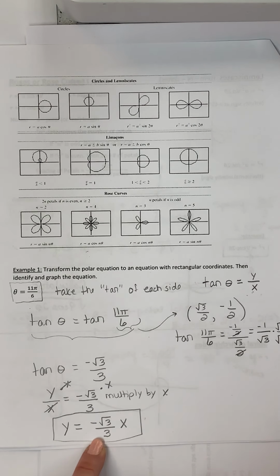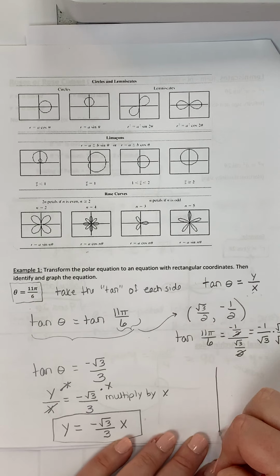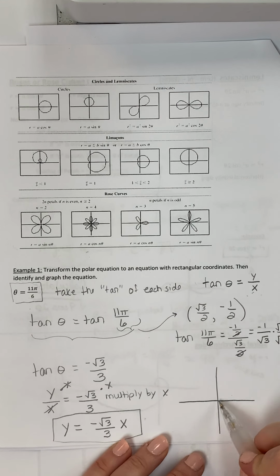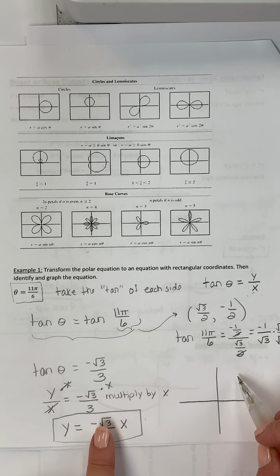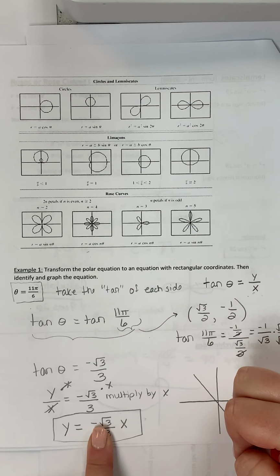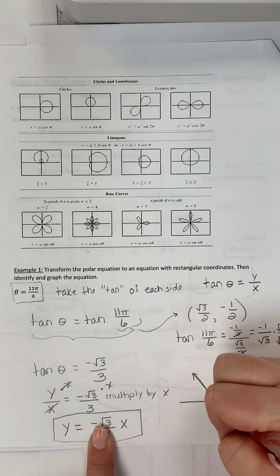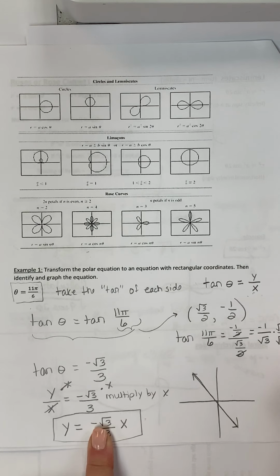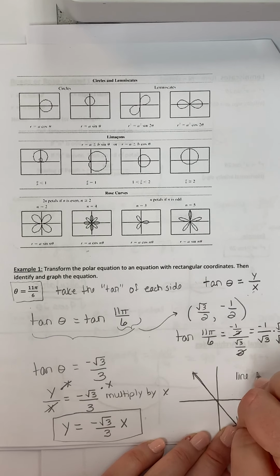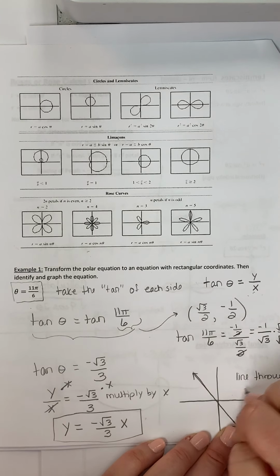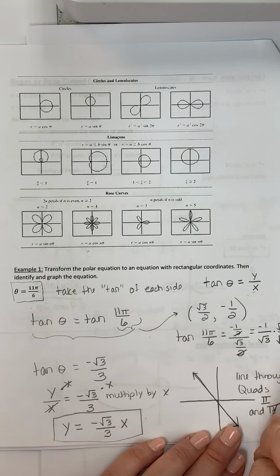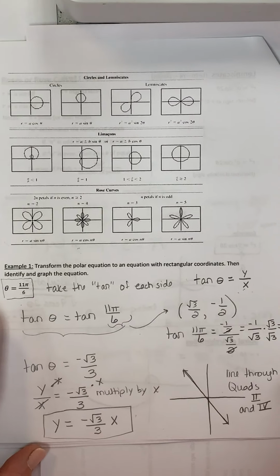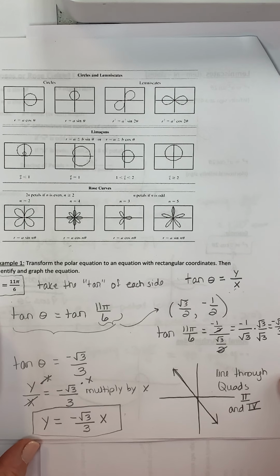Now, what does this look like? Well, hopefully you remember what the equation y equals x looks like. y equals x is just a line that goes through the first and third quadrants. Now, this has a negative coefficient, which means we're switched over here. It's a line that goes through the origin, through quadrants 2 and 4. That would be the graph you're looking for, and you're going to have 4 choices.